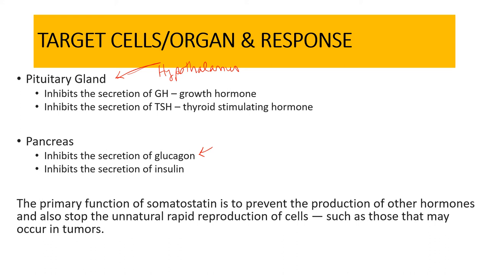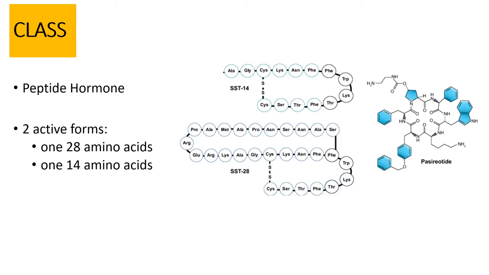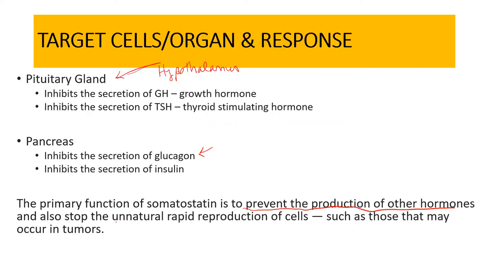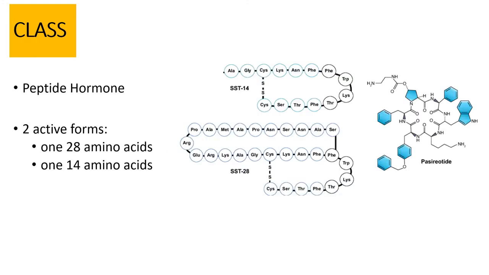So the primary function, if you just look at somatostatin in general, just as a big overview, is to basically prevent the production of all other hormones, and I shouldn't say all other hormones, but a lot of other hormones. And interestingly enough, to stop the unnatural rapid reproduction of cells. And you're like, wait a minute, that kind of sounds like cancer. And you're absolutely right. So somatostatin is present to help stop the spread of cancer cells. So that's kind of interesting.